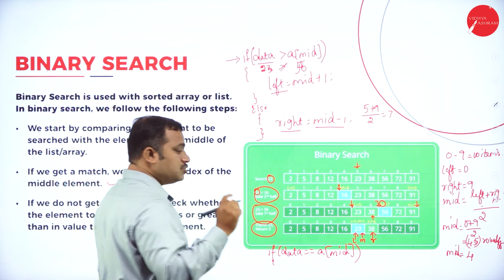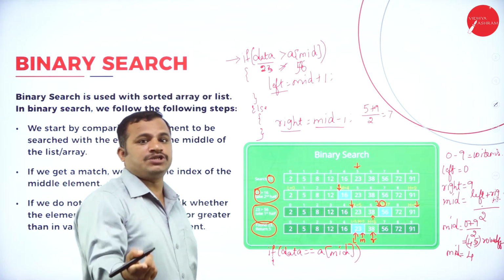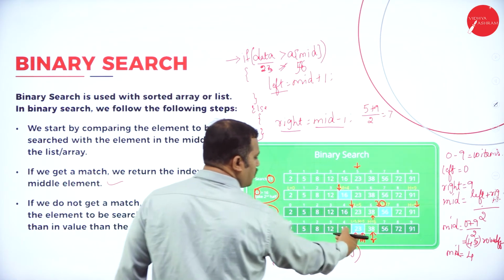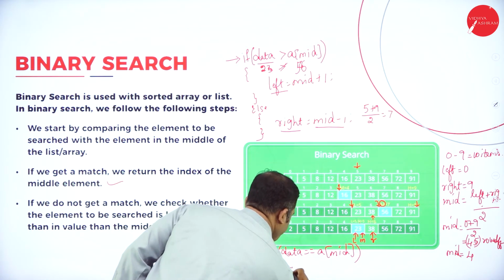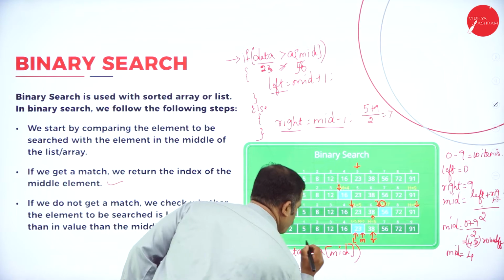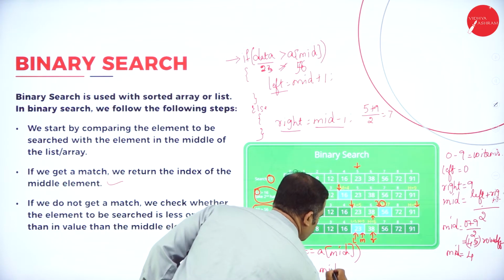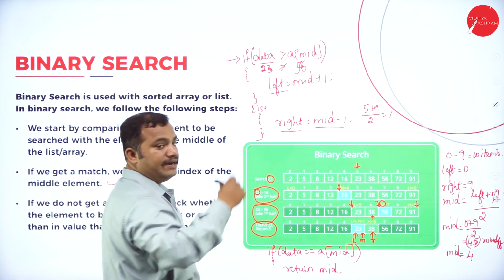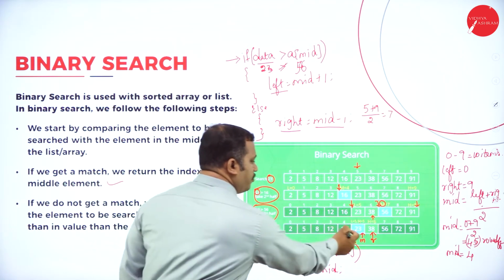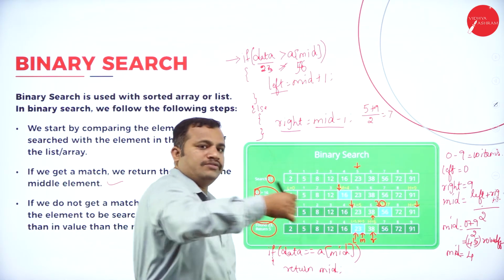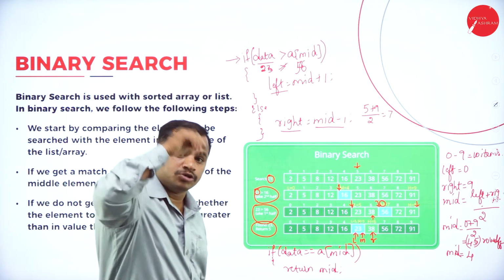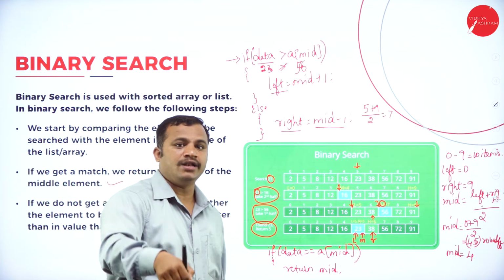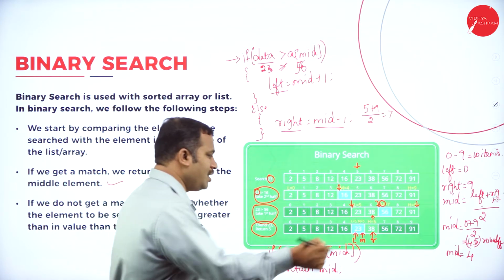Return the position, the index of that position. What is the index of that? M, 5. What is that? Return mid. Not A of mid. If I say A of mid, it would be 23. Yes, of course, we want to search for an item 23. But we want to return the position where exactly the value 23 is present in the list. So I am returning mid here.